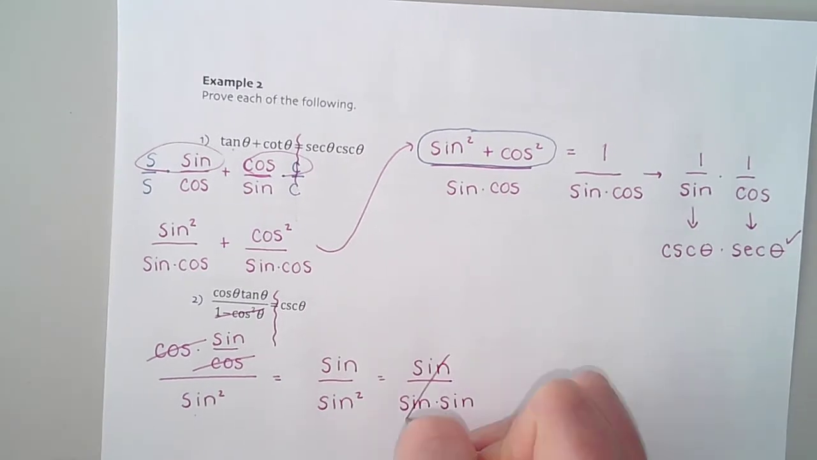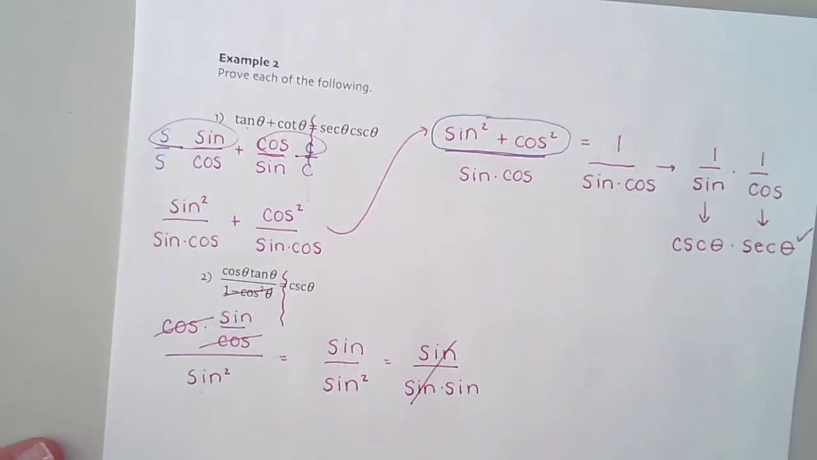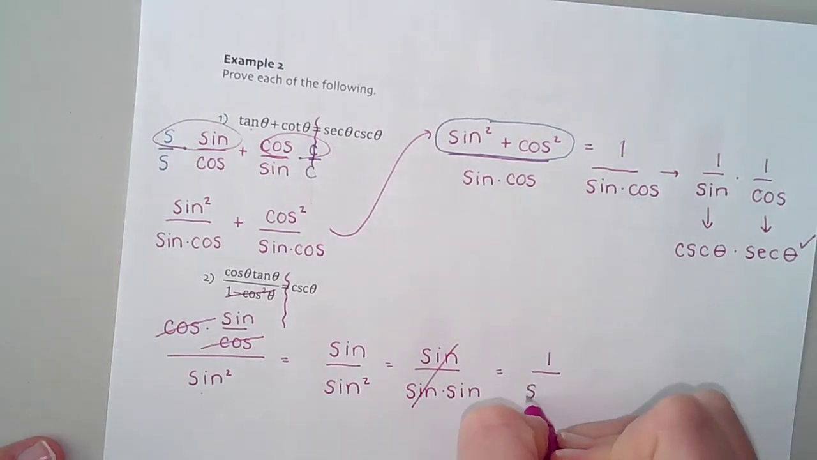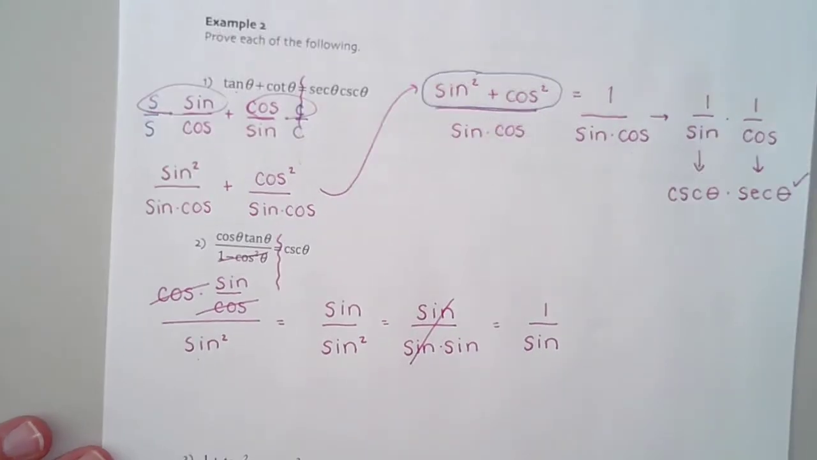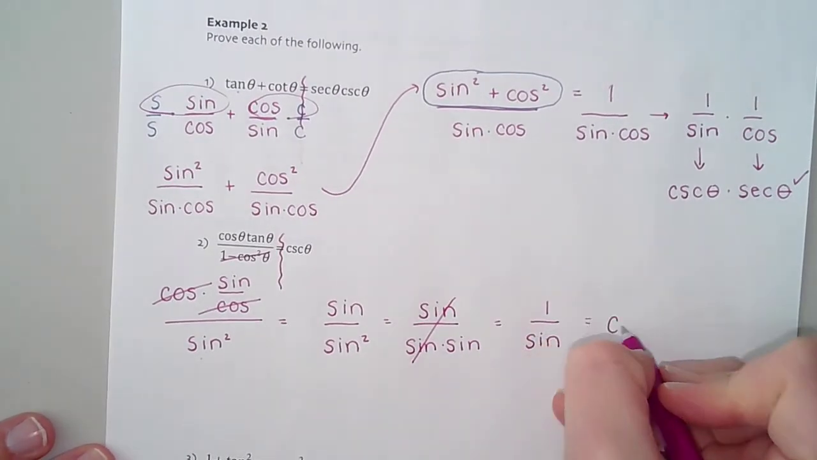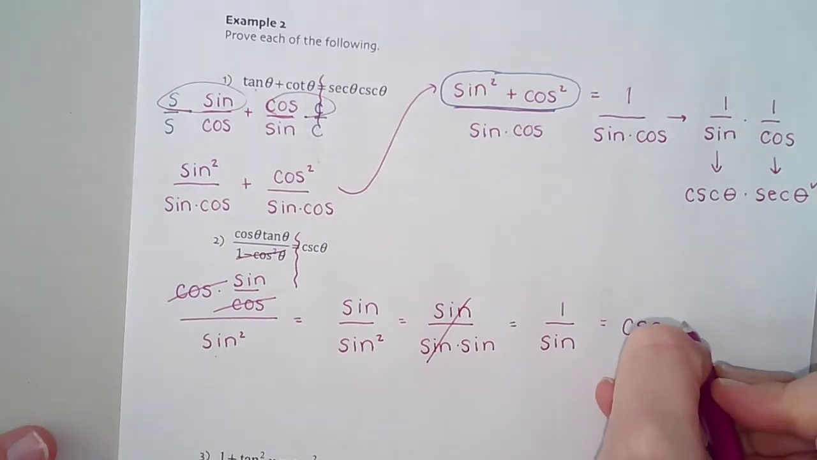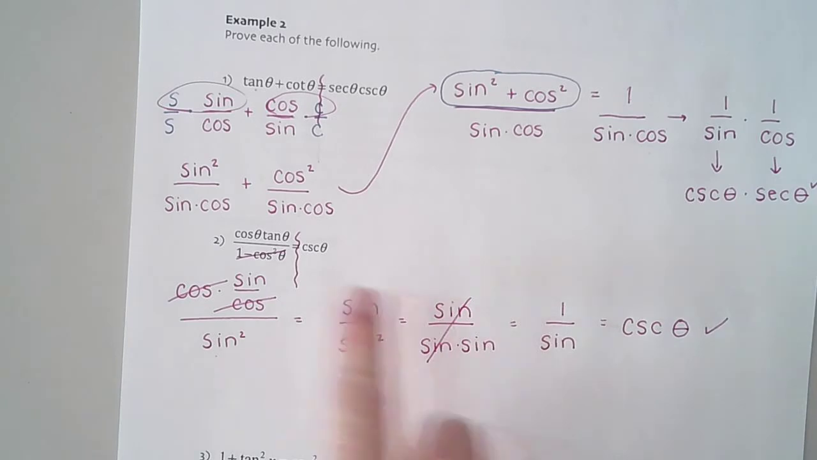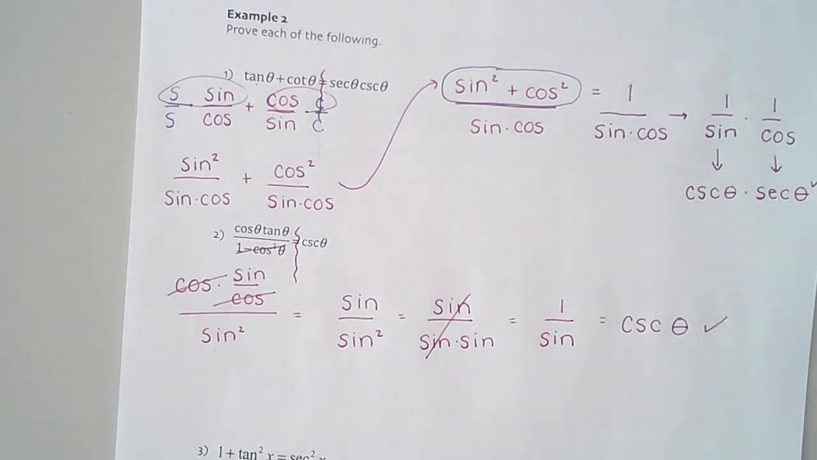And then I can cancel out one sine with another sine. Up on the top, I'd be left with just a 1, and I have a sine left on the bottom, so 1 over sine. And lo and behold, 1 over sine is cosecant. Okay, so when I've reached that point, I check and I say, yep, that's what I was trying to show, that those two things are equal to each other.